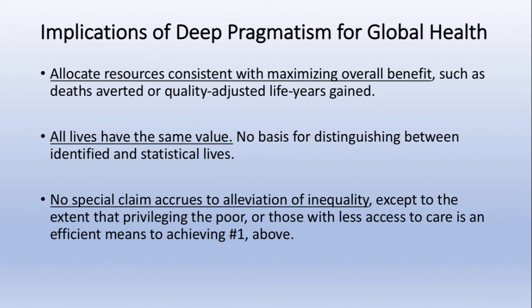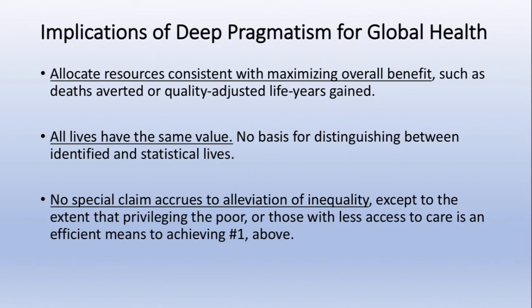A second one is that all lives have the same value. Human well-being is human well-being, and there's no basis within utilitarianism, within deep pragmatism, for distinguishing between identified and statistical lives. And finally, there's no special claim for alleviating inequality, except to the extent that privileging poor people, targeting those with less resources or less access to health care, is an efficient way to maximize overall benefit.